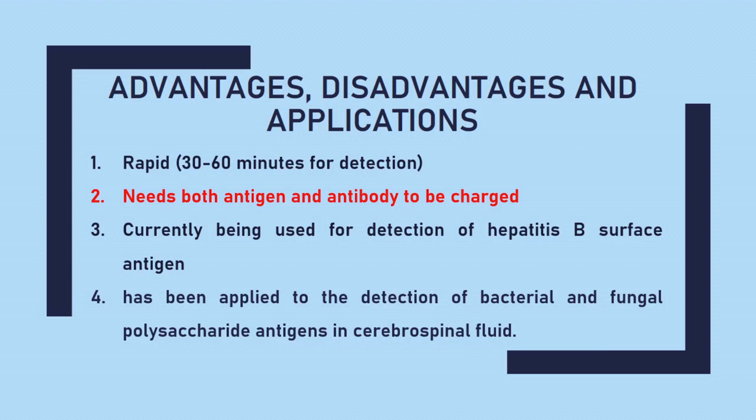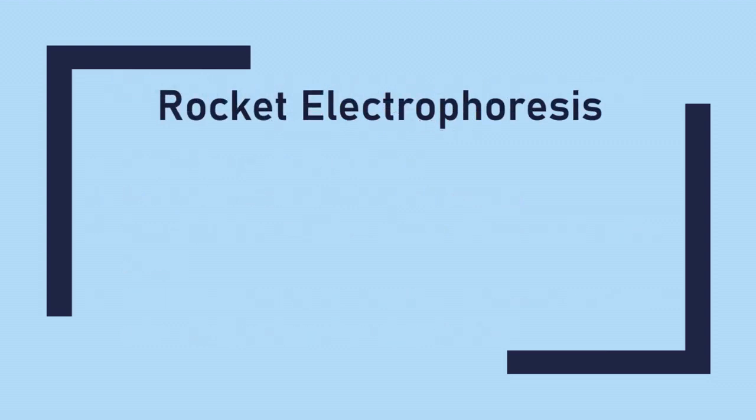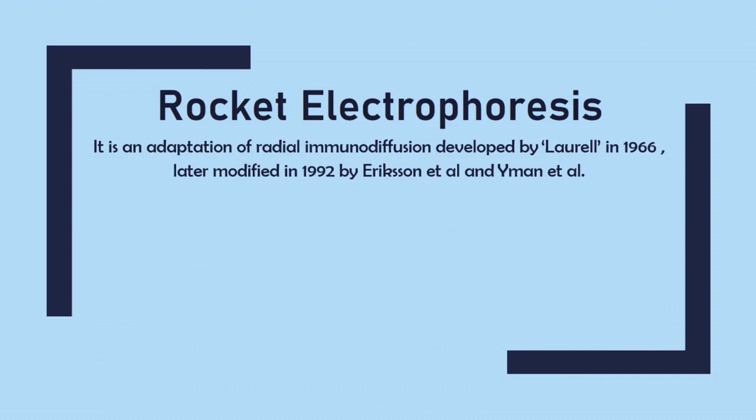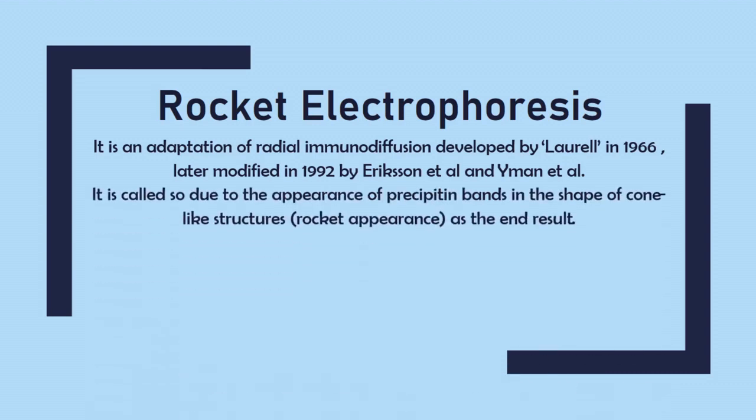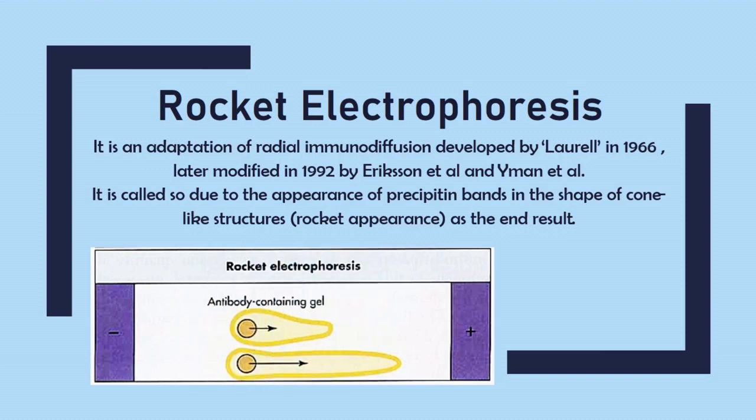So we yet try to modify the immunodiffusion, and we come up with something called rocket immunoelectrophoresis. Rocket electrophoresis was the result of modifications made in 1966 by Laurell, and yet again modification made in 1992 by Erickson and Wyman, in order to make a quantitative estimation using immunoelectrophoresis. The name rocket is because of the typical type of arcs, the precipitin bands, that you can see here. It is typically rocket-like, right? So it is named rocket electrophoresis.